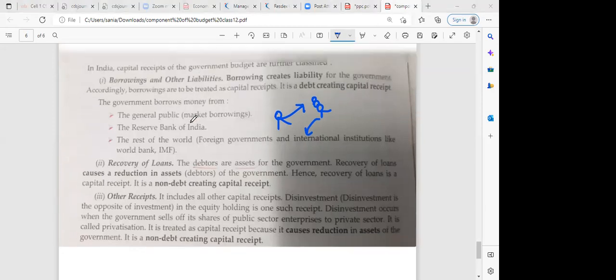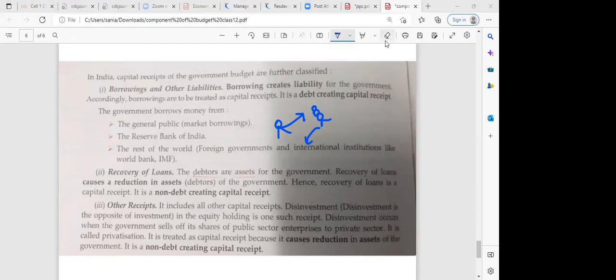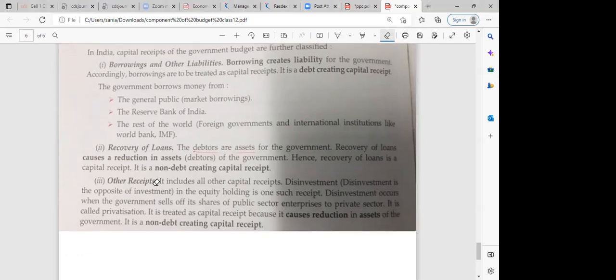Yes, ma'am. Okay, so you people will be writing this. I'll be giving you time and you will write this. Now next, other receipts. Other receipts basically include the capital receipt, disinvestment. Disinvestment: if you are investing somewhere, you are giving your money. If you are purchasing something, that is an investment. But if you are selling something, that is a disinvestment.